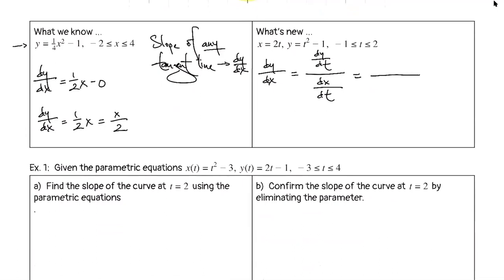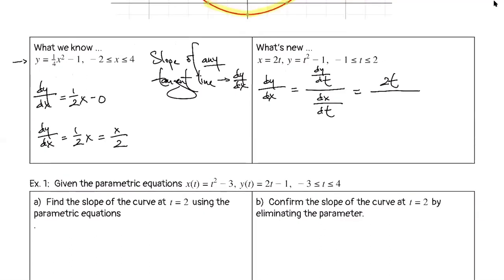2t? Yeah, that gives us 2t. Good, because 2t, and then the derivative of 1 is 0. What about the derivative of the x part? 2. 2, right? Because the derivative of 2t is going to be 2.